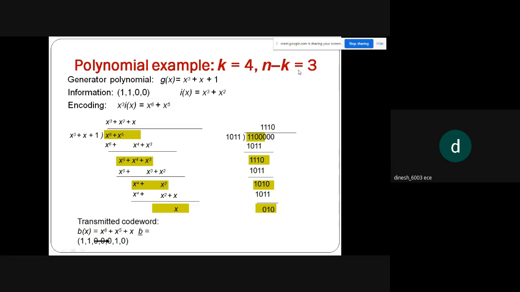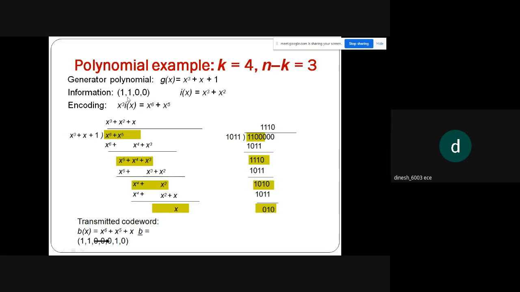So we get a polynomial of degree 3. We will be having n minus k is equal to 3. So how do we do this? The generator polynomial for this is given as x power 3 plus x plus 1, and I of x is given as x power 3 plus x power 2. I of x is your information. So how do we write this?